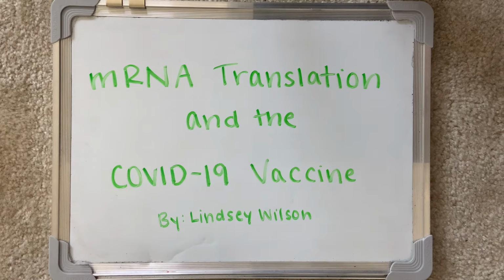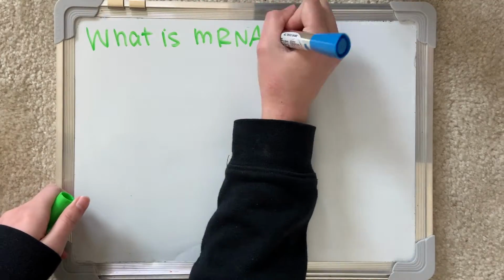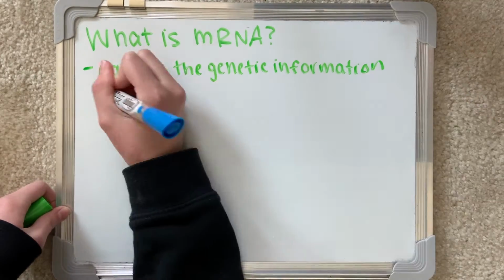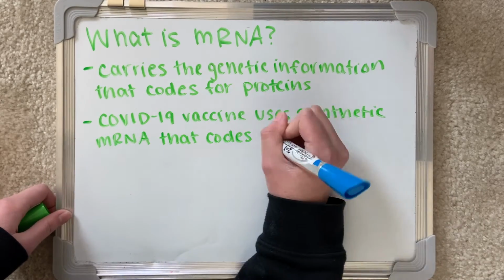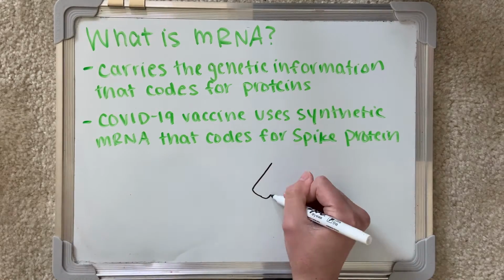Hi everyone, my name is Lindsay, and today we're going to be talking about mRNA translation and how it relates to the COVID-19 vaccine. mRNA, or messenger RNA, is a type of single-stranded nucleic acid, and it carries genetic information that codes for proteins in the body. mRNA is made via transcription from DNA and is then used to make polypeptides during translation.